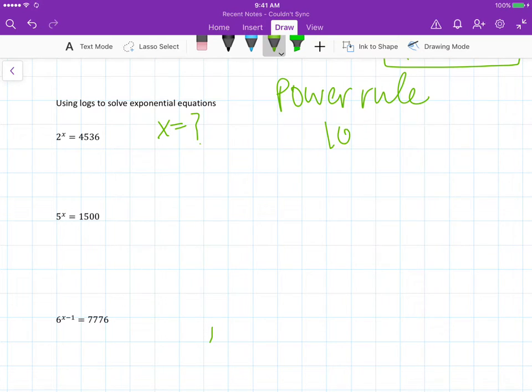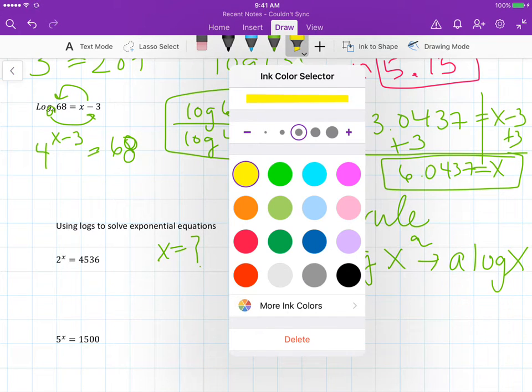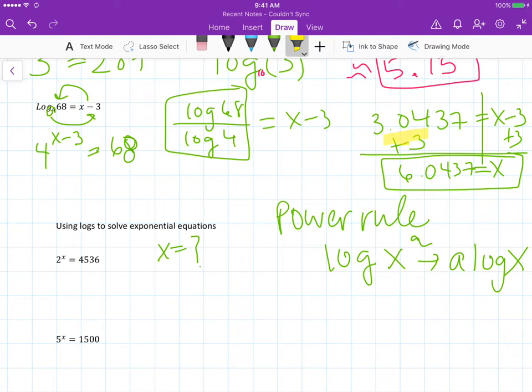which means log base x to the a can still be the same as a times log of x to bring that exponent down. So just like we did up here in this equation right here, we could add 3 to both sides of an equation. We can do anything to both sides of an equation. We can multiply, we can add, we can divide. We've done a lot of work with that since like middle school math.